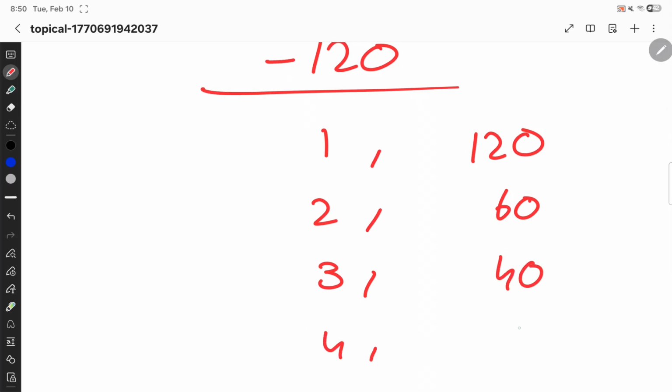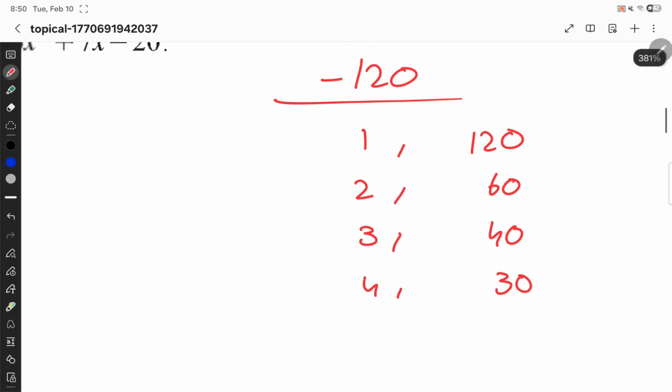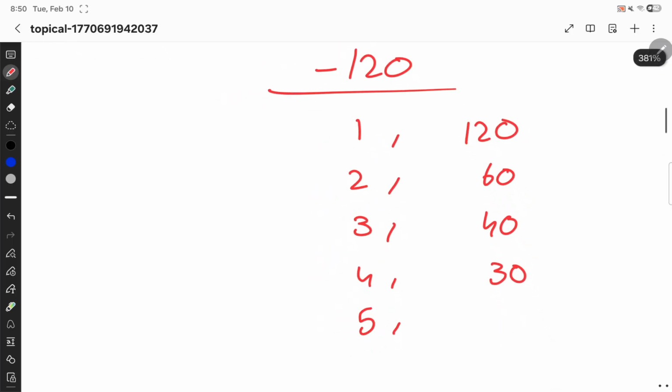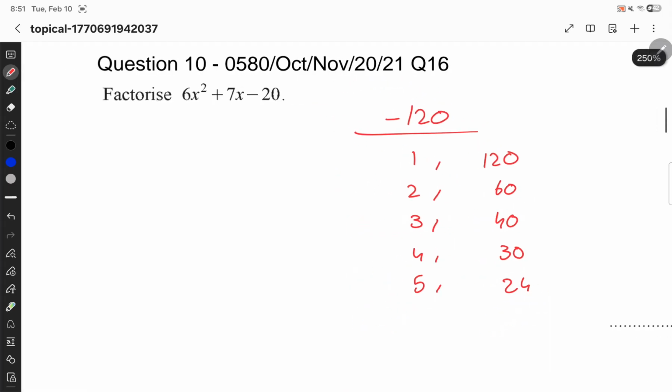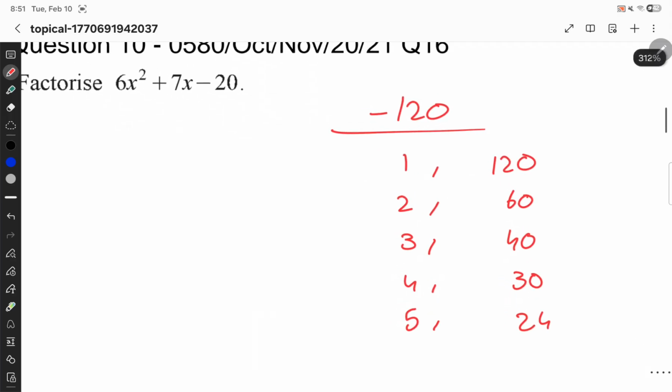4. Yes, it can. This will be 30. 5. Yes, it can. This will be 120 divided by 5. This will be 24. Let us not go further. Okay, if we can find it in these rows first, then that's awesome.